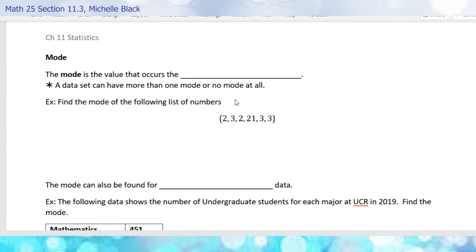The mode. The mode is the value that occurs the most often. And it's possible that you would have more than one mode or no mode. For our example, let's find the mode.